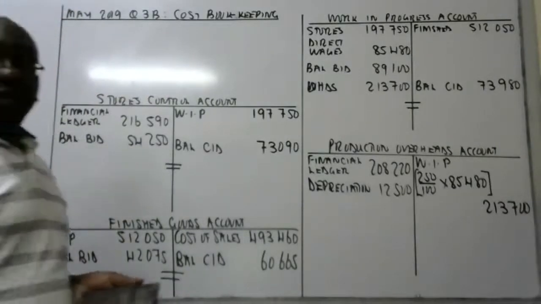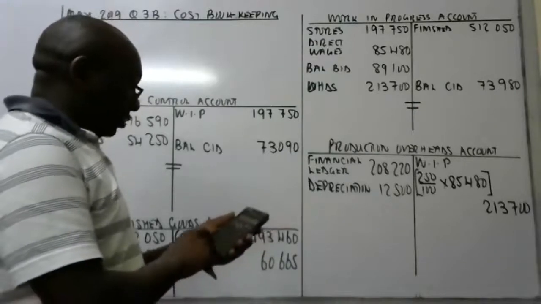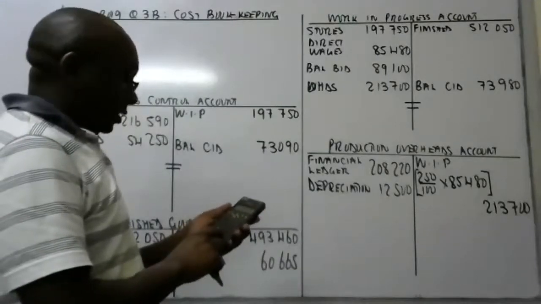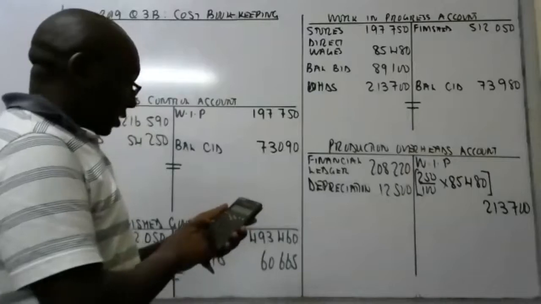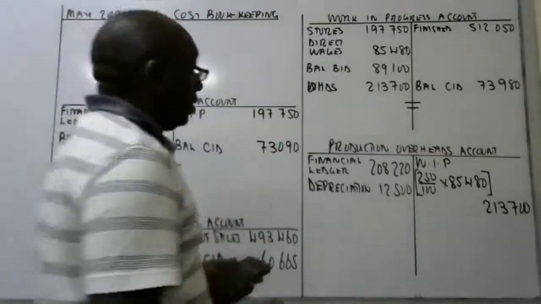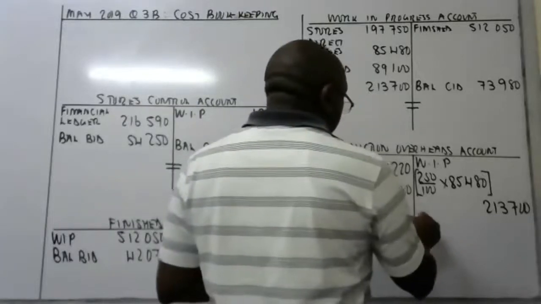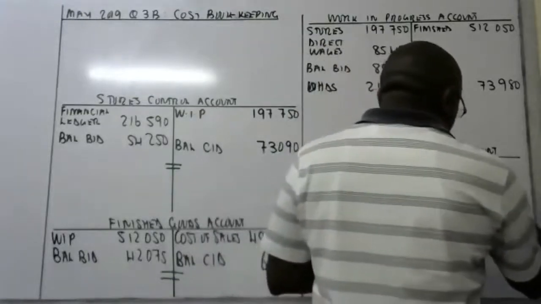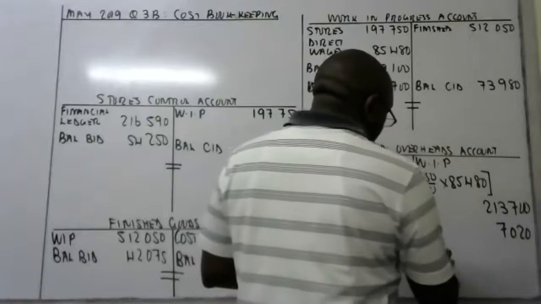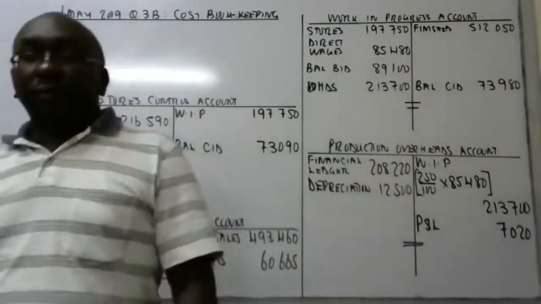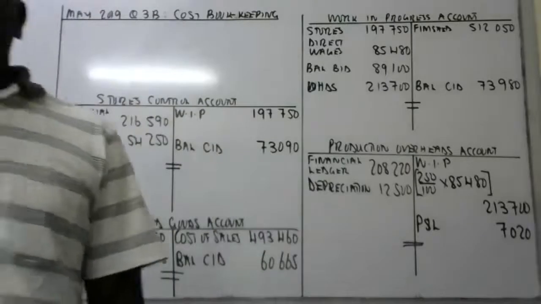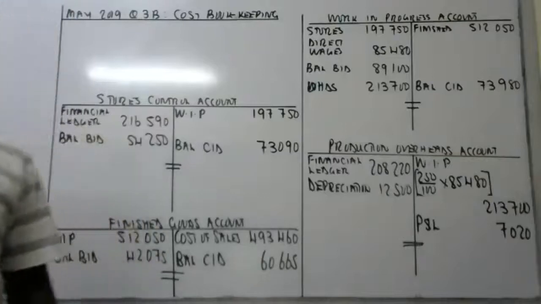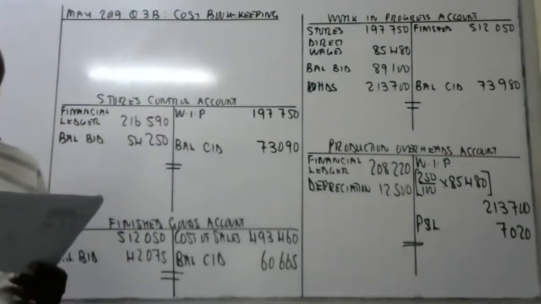And then finally you come to the overheads account, 208,220 plus 12,500 minus 213,700. So this one should go to P&L. You can either call it balance carried down, or you can take it to P&L as an other absorption. So that is how you are supposed to address such a question.